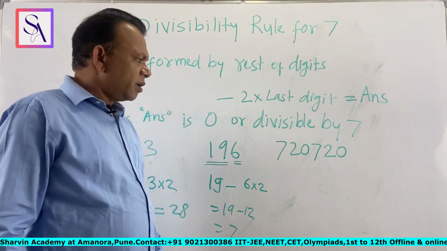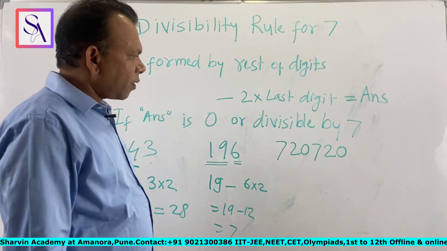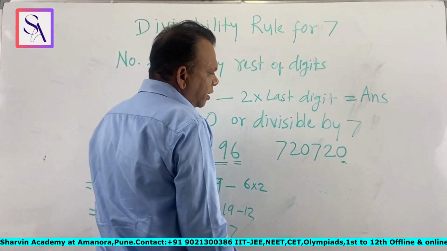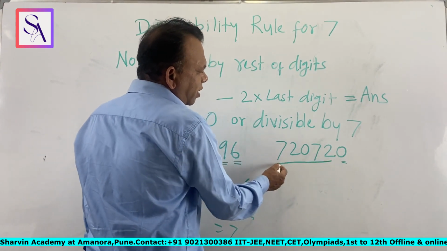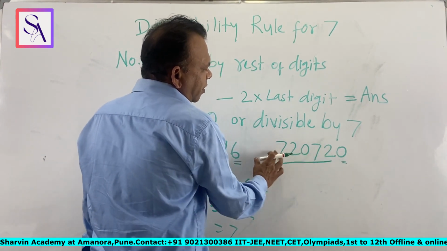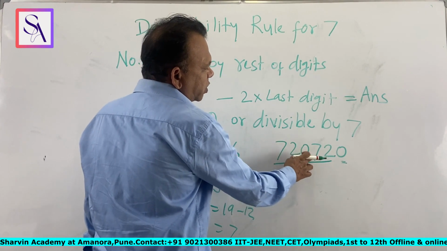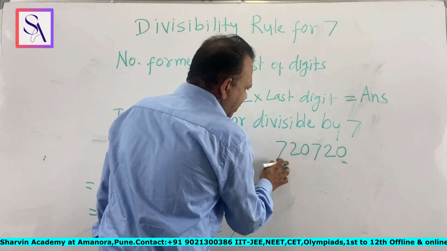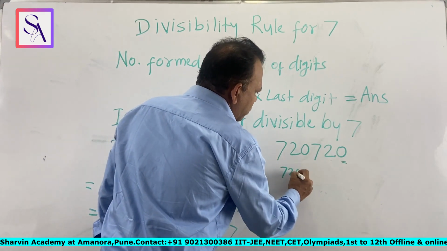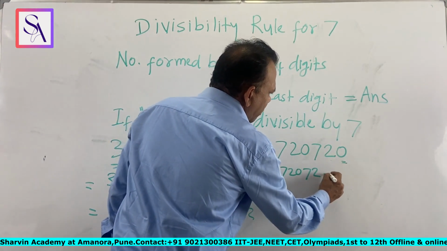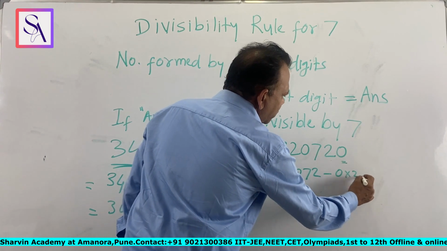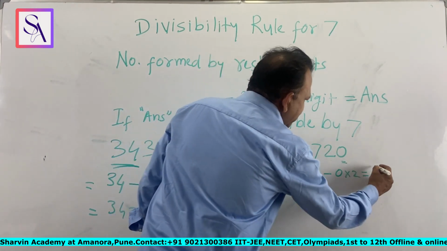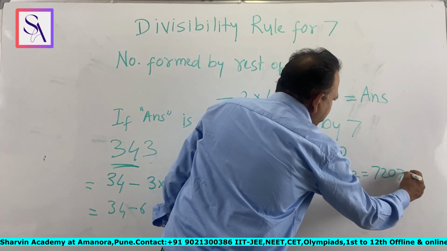Our magic number 720720. Now here the last number is 0, right, and leaving that last number, the number formed is 72072. So I have to subtract 72072 minus 0 into 2. It would be the same number, right? 72072.